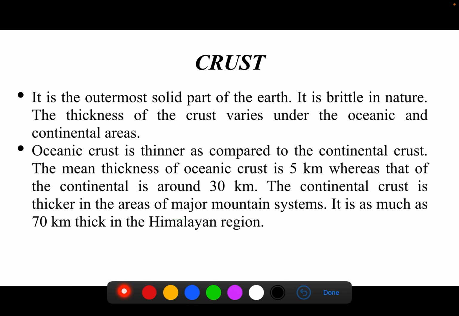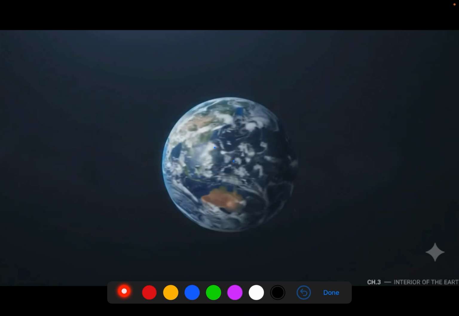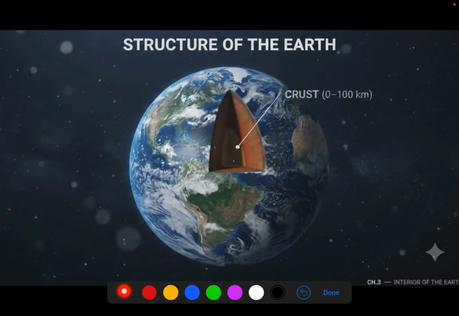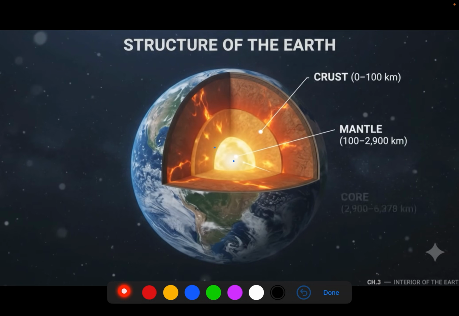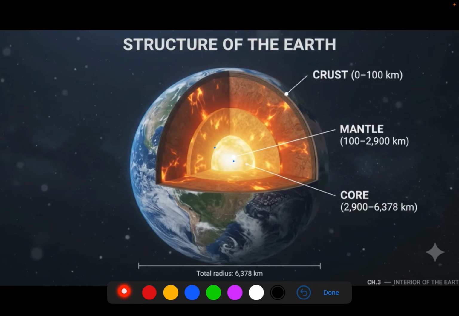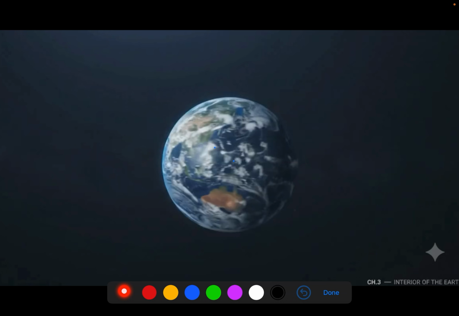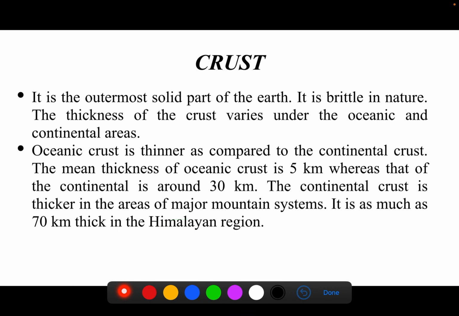So let's start with the structure of Earth. Before starting, let's quickly see a video to understand the structure. As it is visible in this video, there are 3 layers in the structure of Earth. Number 1 is crust, then there is mantle, and then there is core. Now let's start first with the crust part.